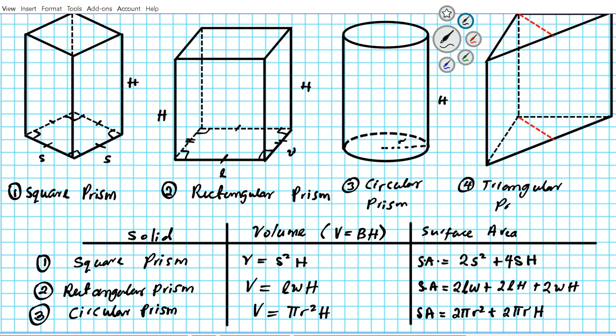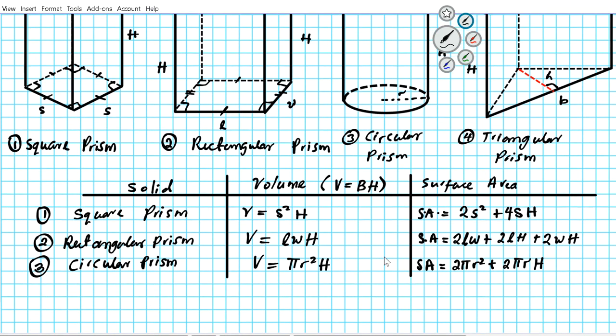So in this particular case, the base is B, and the height of the triangular base is h. Okay, so this is a right angle right here. And then the height of the entire prism is big H. Alright, so for a triangular prism, let's take a look at what the formulas are.